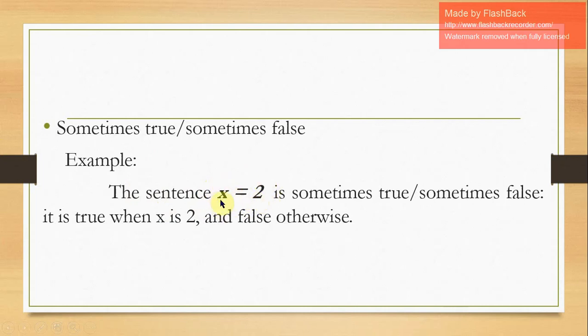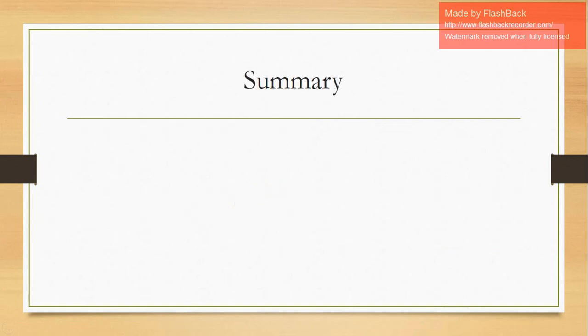This is the simplest example for that. x is equal to 2. If you substitute 2 for the value of x, this sentence will become true. But if you change the value of x to any number except 2, this sentence will become a false sentence. That is an example of a mathematical sentence.